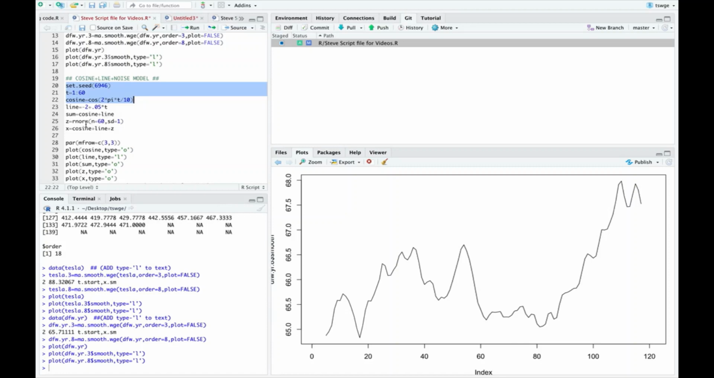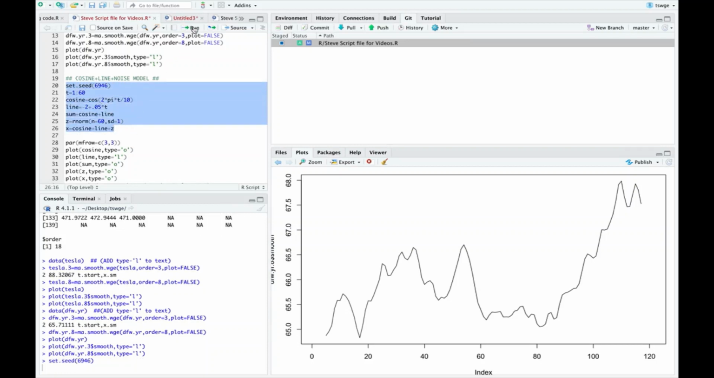Then we're going to create some noise, random noise, given by the function rnorm. Rnorm creates normal random variables with a mean of 0 and a standard deviation of 1. We didn't have to put SD equal 1 in there because it is the default. And then we're going to add those and call that x. So cosine plus line plus z. So let's do that first. Let's just run that piece. We won't get any output from that, but just to get that set, run that.